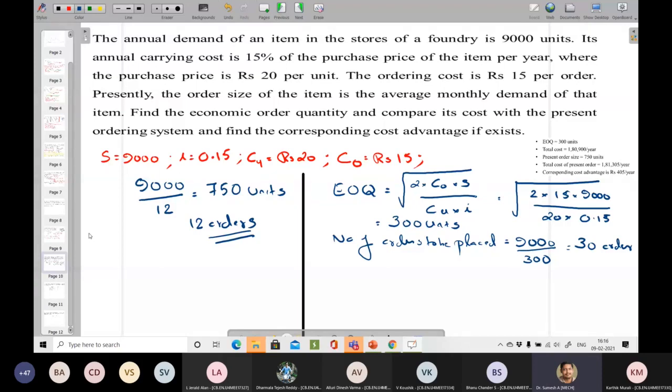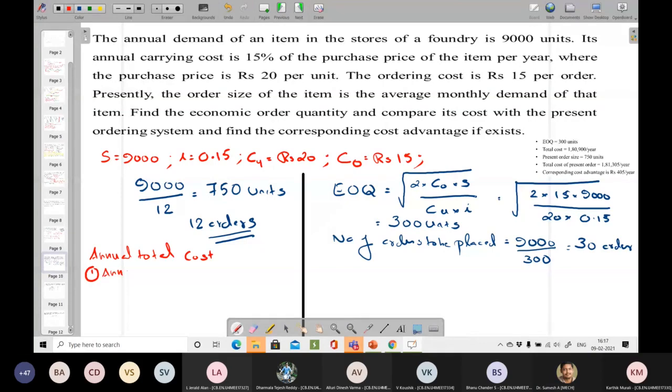So you can calculate the total cost. The annual total cost will be the summation of three things. One will be the annual material cost, that is CU into S. Second one will be the annual procurement cost.